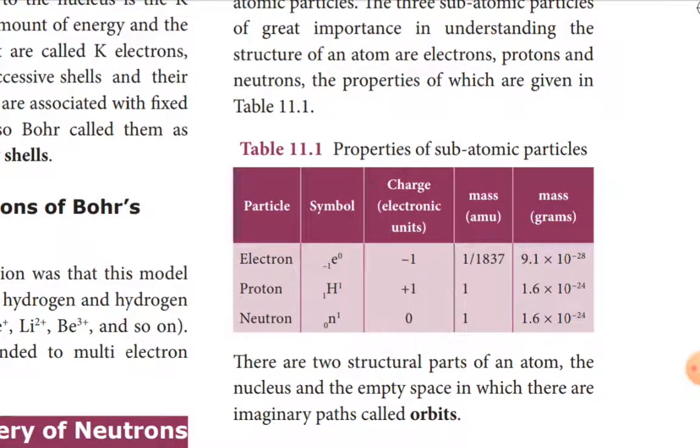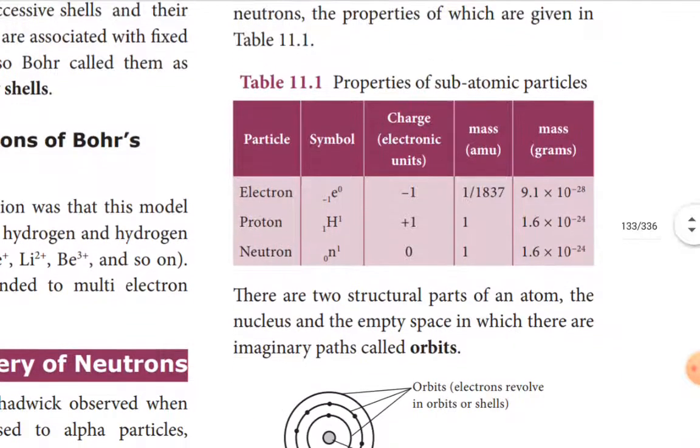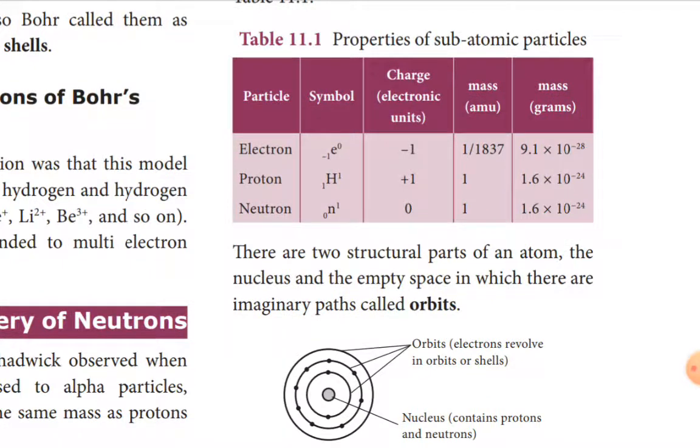There are two structural parts of an atom: the nucleus, and the empty space in which there are imaginary paths called orbits or shells or energy levels. So there are two parts of an atom. One is the nucleus. The other is the imaginary path, orbits or shells or energy levels.